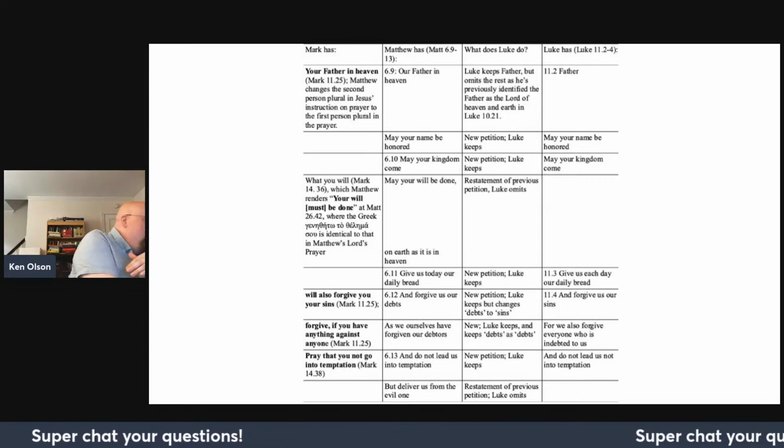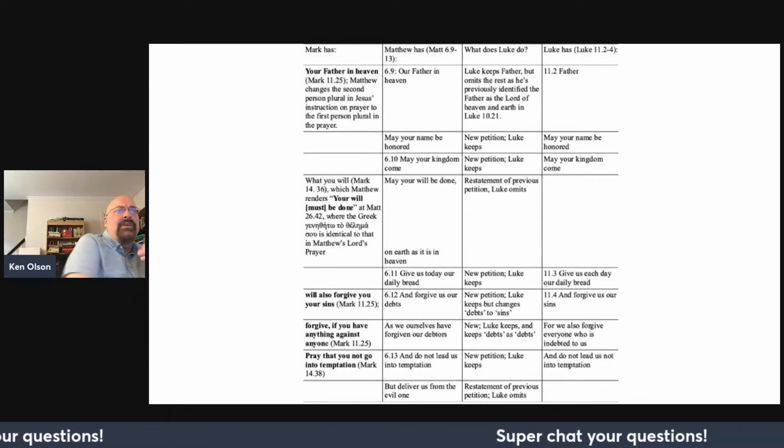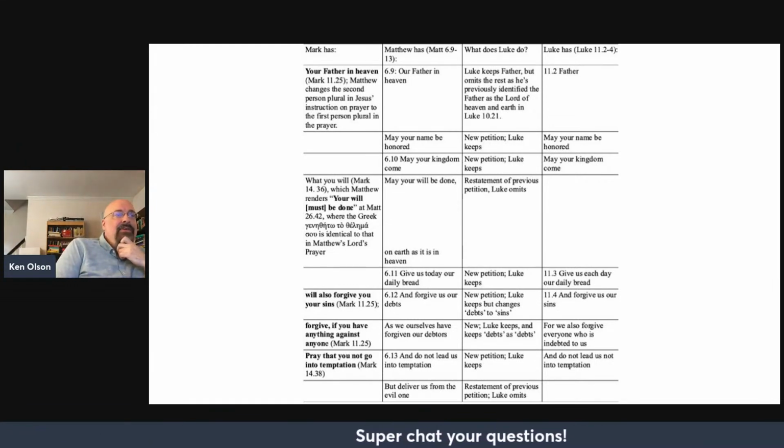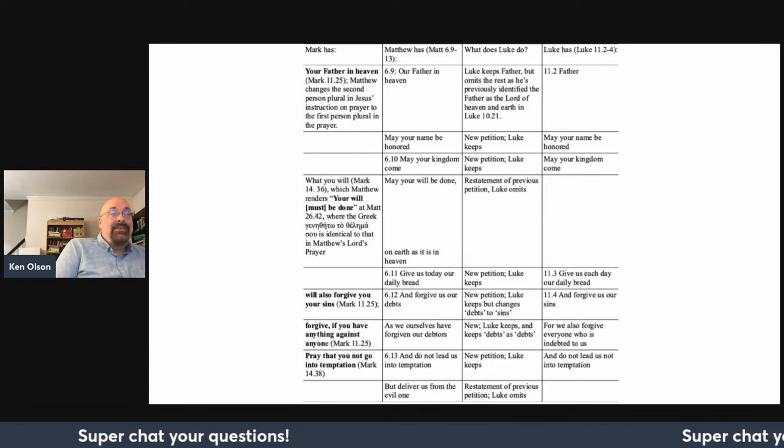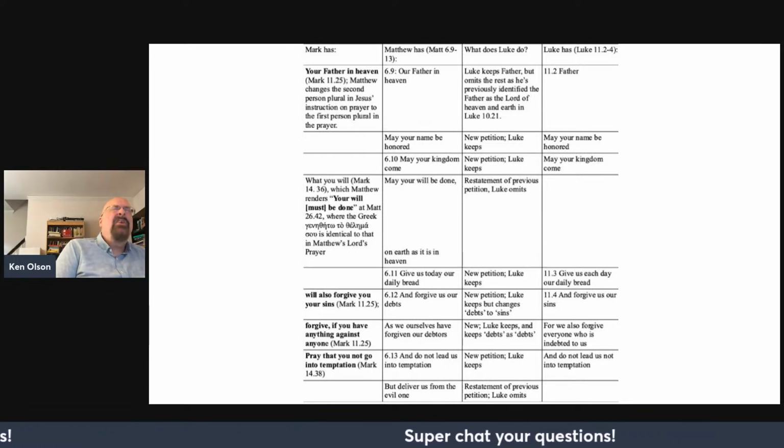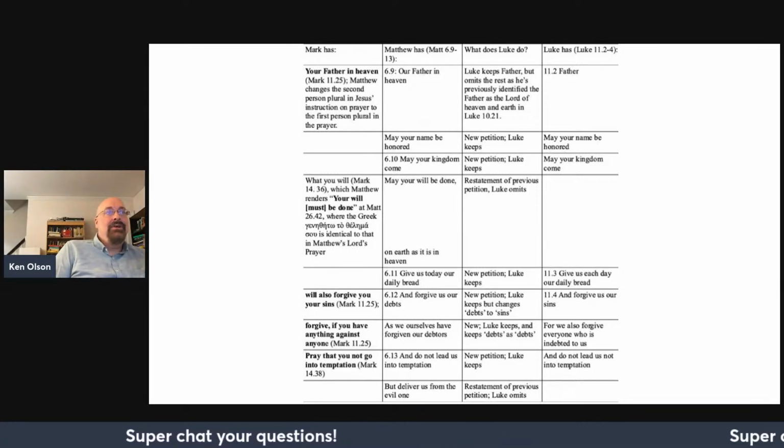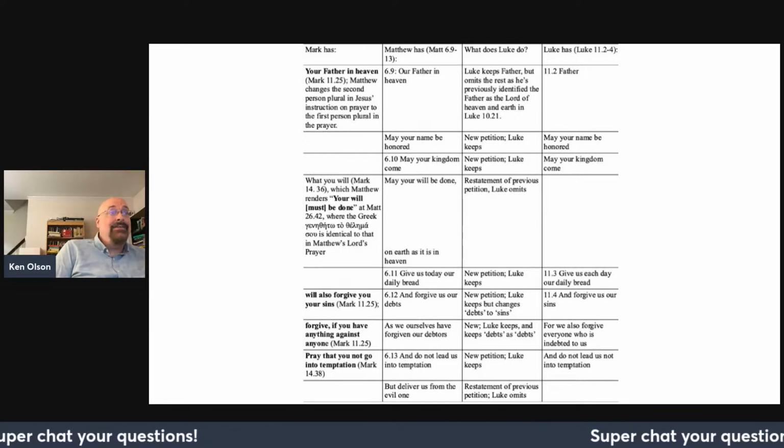Well, not really sure, but the only other place the evil one shows up is in Matthew's parable of the wheat and tares. That's the only other place, at least in the Gospels, where the word occurs, right? That we have this evil one showing up. So it's a Matthean concept.